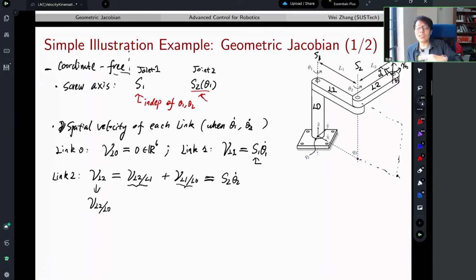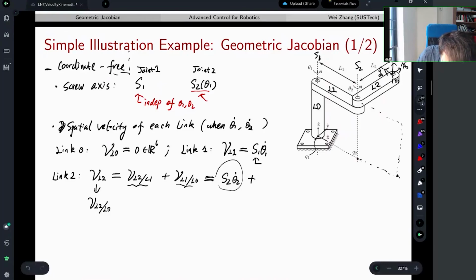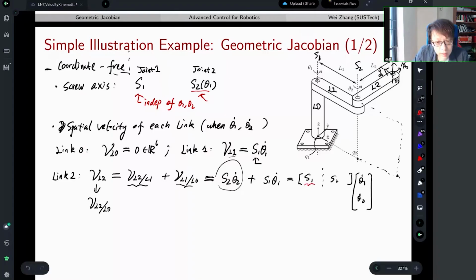Link 2's motion is a rigid body motion, and its twist representation is a screw axis times theta 2 dot. Physically this just means rotating about screw axis S2 with speed theta 2 dot, right? And the first one, link 1 relative to link 0, is what we called before, S1 theta 1 dot. So overall, if I want to write in a nice form, this is my S1, this is my S2, times theta 1 dot, theta 2 dot, okay? One thing is that I know this guy is constant. It doesn't change, it doesn't depend on any joint variables. And theta 2 is a function of theta 1. Fuzhen, what's this?